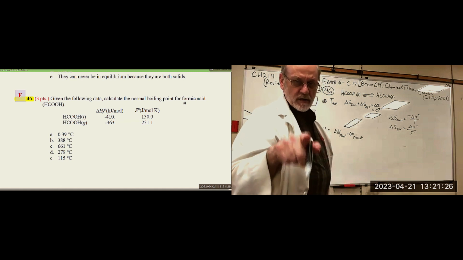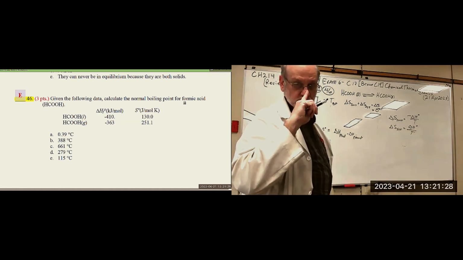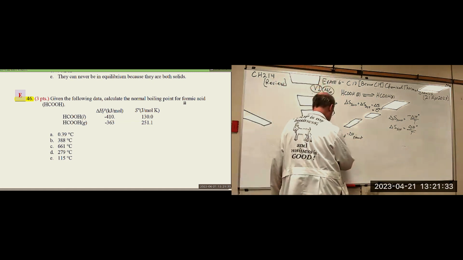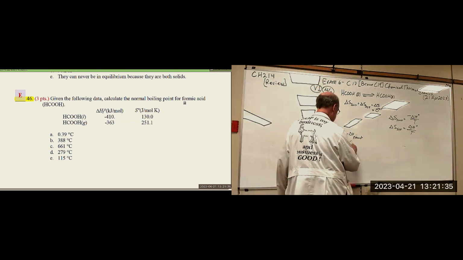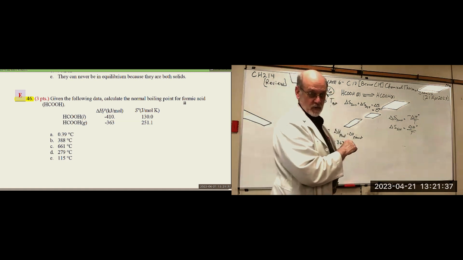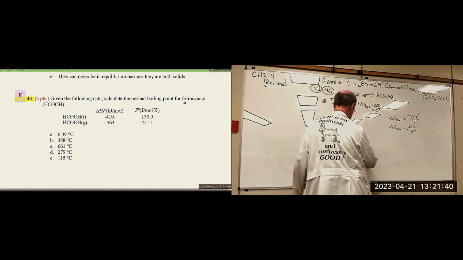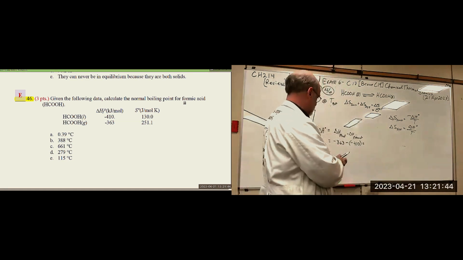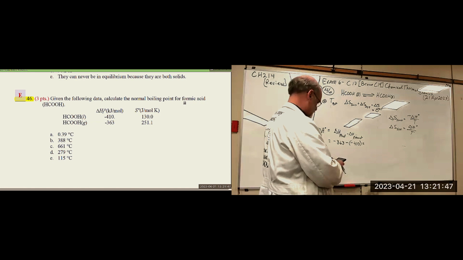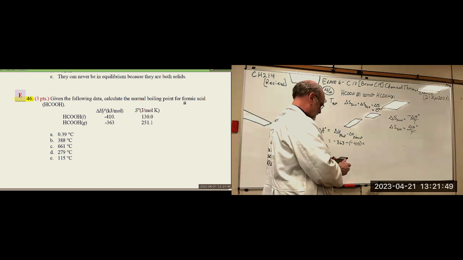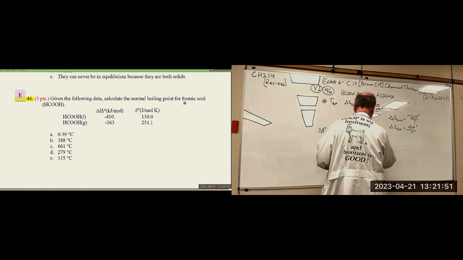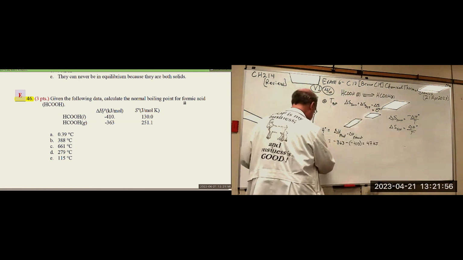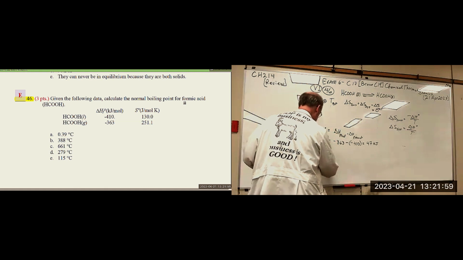So the products are gas, minus 363, and then a minus 410. So that value should be 410 minus 363, which is 47 kilojoules. And now we need delta S for the system.